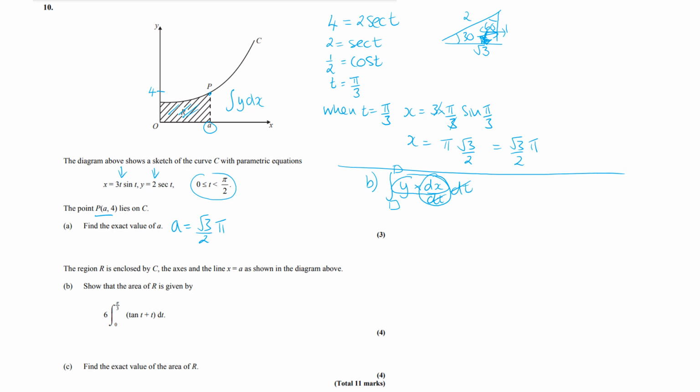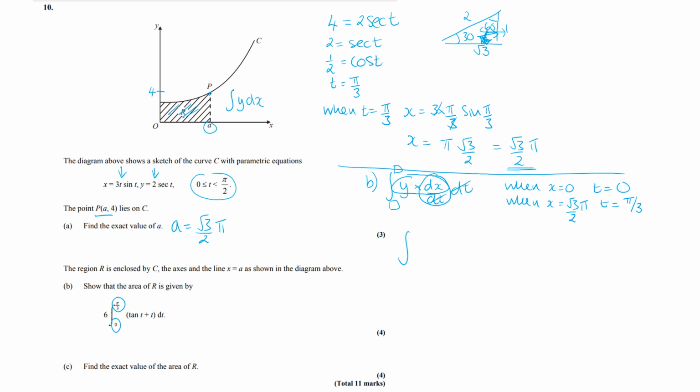So what we need to do is say when x is equal to 0, what is t equal to? Well, in our parametric equation, that's only going to happen when t is equal to 0. When x is equal to a, which is our root 3 over 2 pi, well, what t has just given us that answer, t was pi by 3. So that's sorted out these limits here in the question. Now we just need to do the y times the dx by dt.